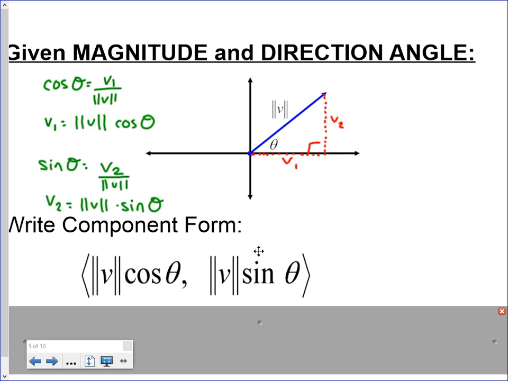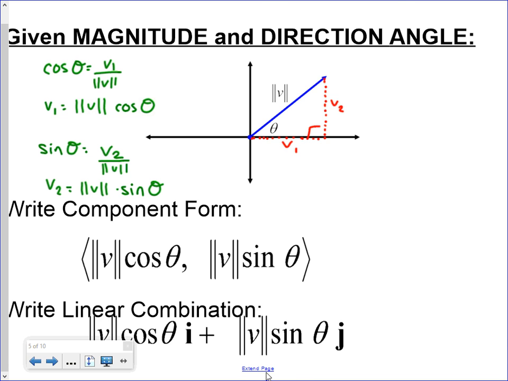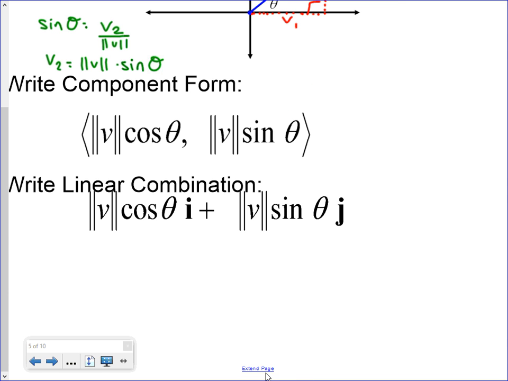Now, in addition to writing the component form, you should also be able to write the linear combination. And linear combination, if you'll remember, is one where you don't think too hard. You're not really doing any math. You already have horizontal and vertical components, and you're just pairing them up with the standard unit vectors.